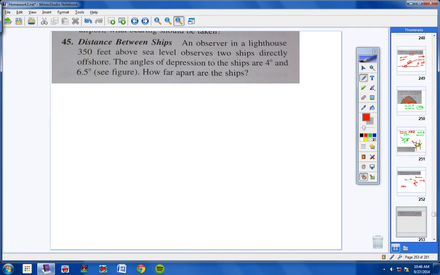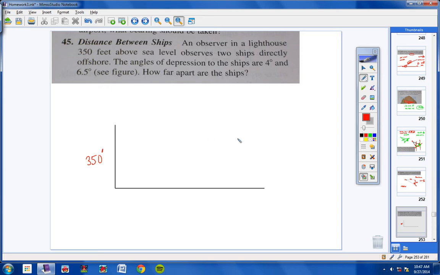Distance between ships, okay? I'm not sure if they give you a picture of this. I don't think they do, but let's see if we can figure this out. Okay, here we go. An observer in a lighthouse 350 feet above sea level observes two ships directly offshore. So here's sea level, here's the lighthouse, and the lighthouse is 350 feet above sea level.